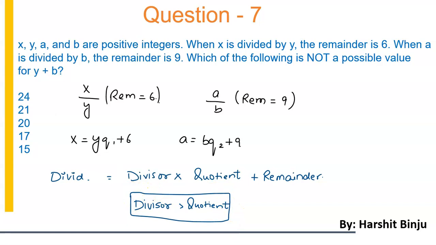For example, let's suppose I have a number 13 and I divided by 2, okay? Sorry, my bad, it's not quotient, it's remainder. Sorry. This is remainder.